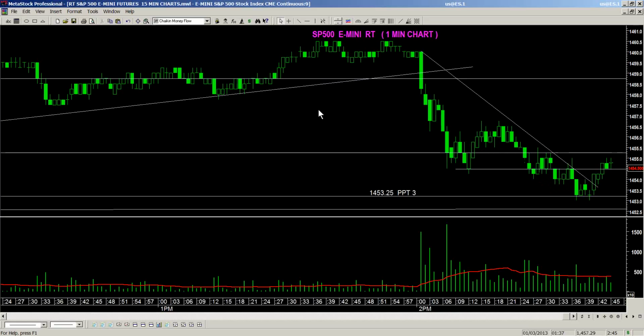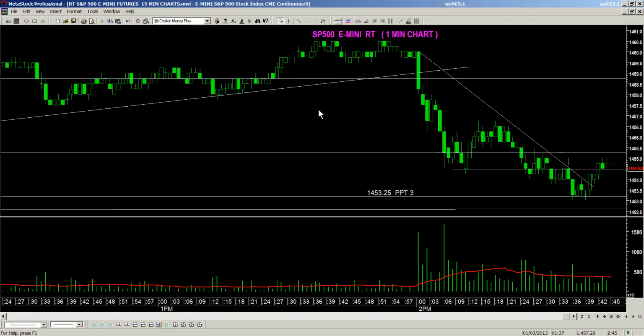The price profit target was reached to the downside, PPT3 at 1453.25. Prices traded back up. And there we have the out. Again, 1454.75 at 2:43 p.m. for a gain of 3.75. Confirmed, minus the spread. Net gain in the trade of 3.25 points. Confirmed.